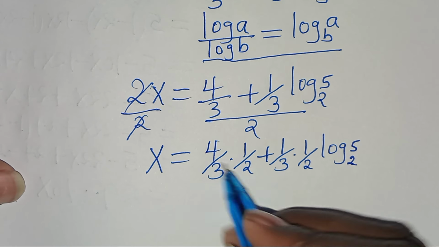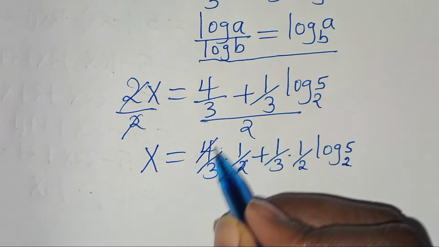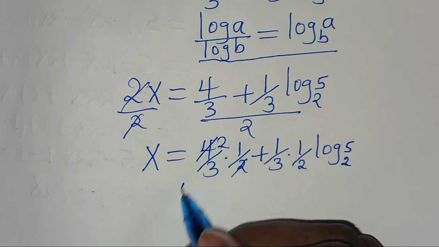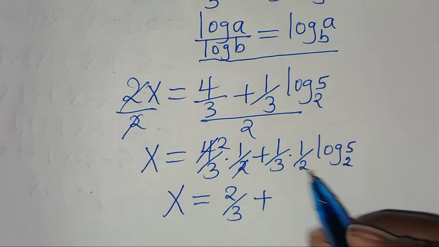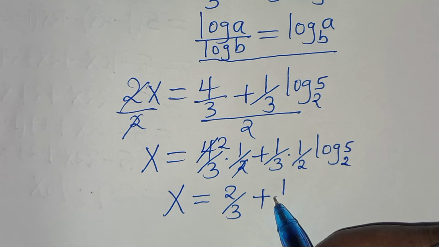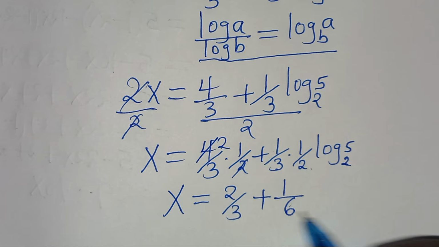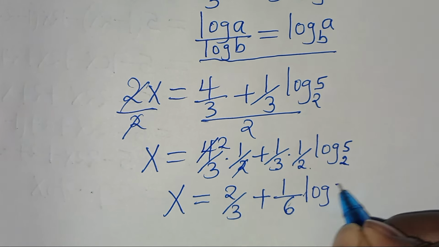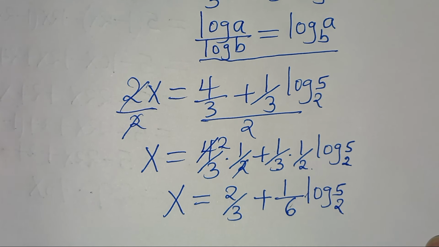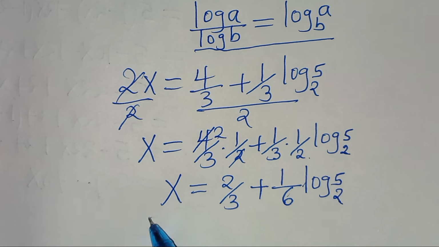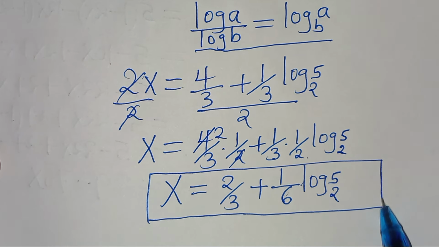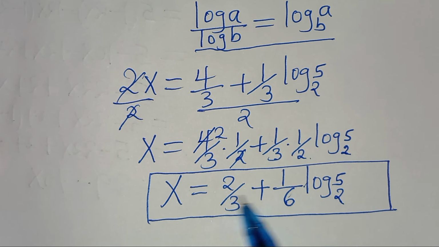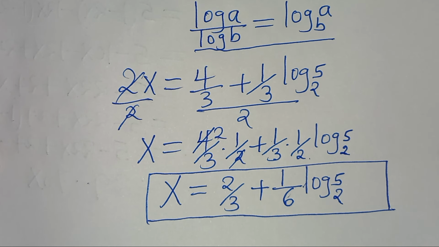So let's simplify here. 4 divided by 2, this is 2. And then this means x is equal to 2 over 3 plus, this is 1 over 3 times 2. This is 6. Then log 5 to base 2. So this is the value of x. Now, the next step is to verify that this value of x satisfies the equation as follows.